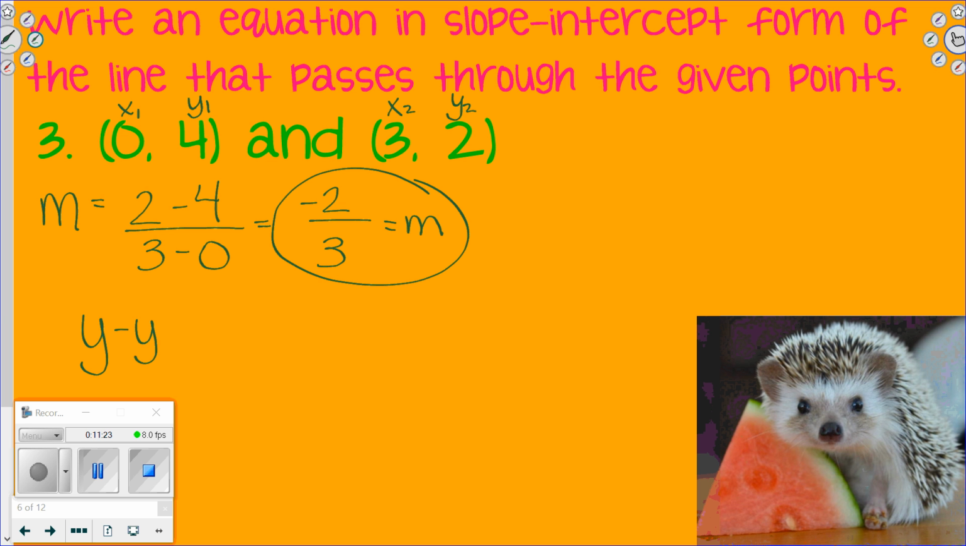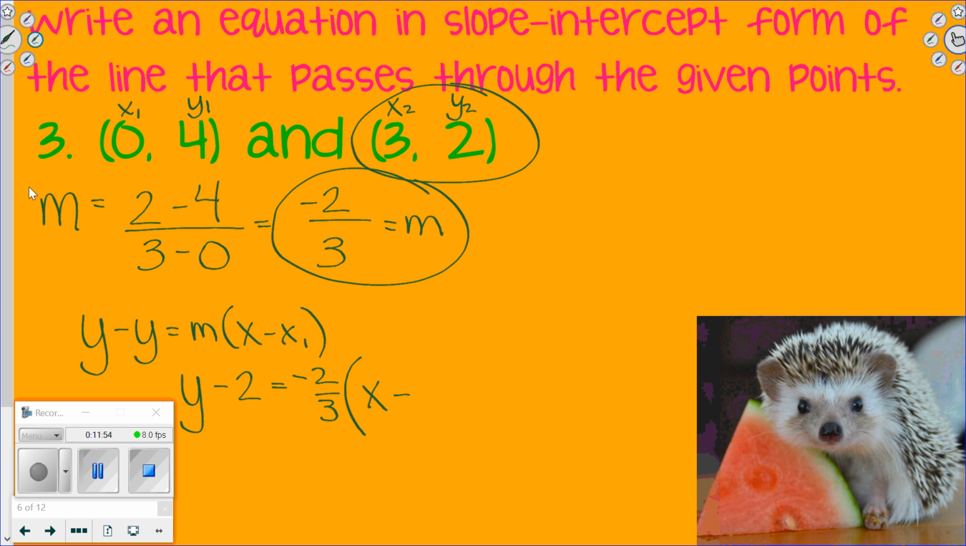All right, and then we have a point and a slope, so we go to point-slope form. Which point would you like to use? The second one, okay. Again, doesn't matter. So he wants to use the second one. So we have y minus, my y value is 2, equals my slope, negative 2/3, times x minus, my x value is 3.